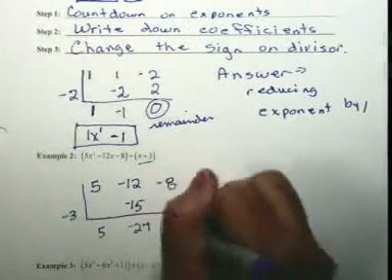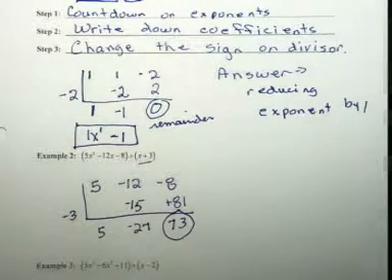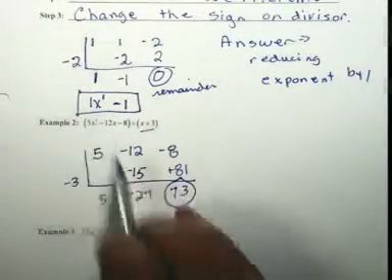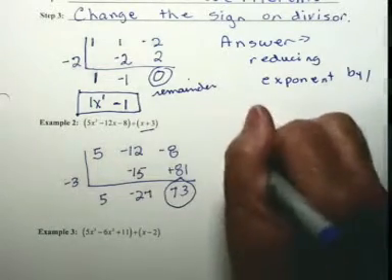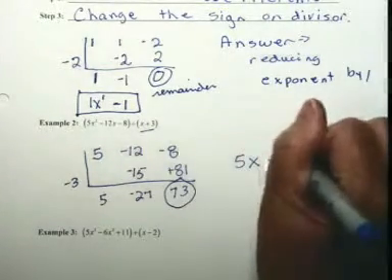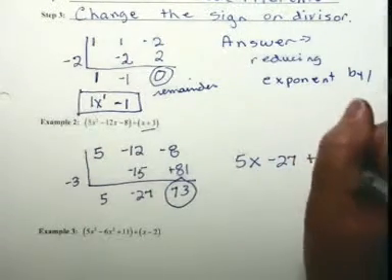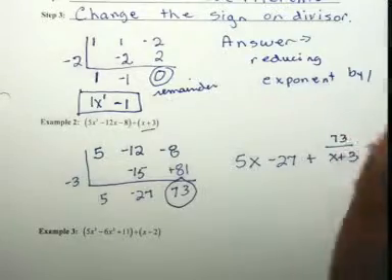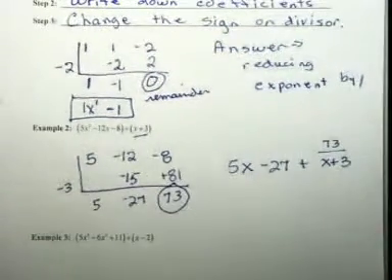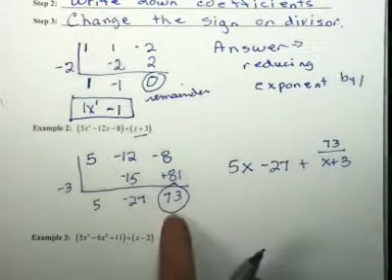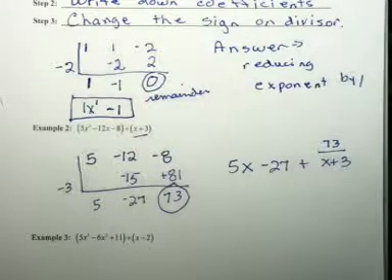Now, this time there is a remainder. That means it did not divide evenly. The last number is always the remainder. We reduce it by 1, so instead of 5x to the second, it's now 5x to the first minus 27. And we write our remainder over the divisor. If I'm dividing and I have a remainder of 1, I put 1 over the divisor, 1 over 2. So your fraction here comes from the remainder over the divisor.